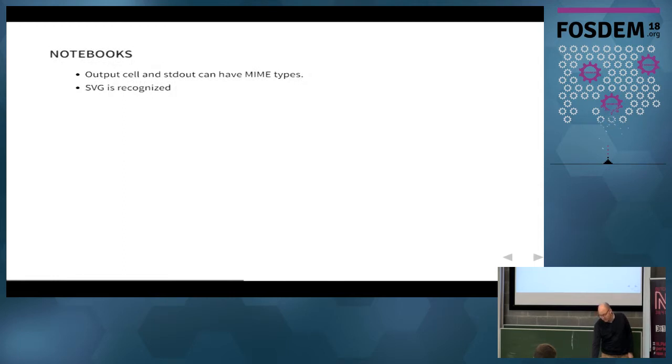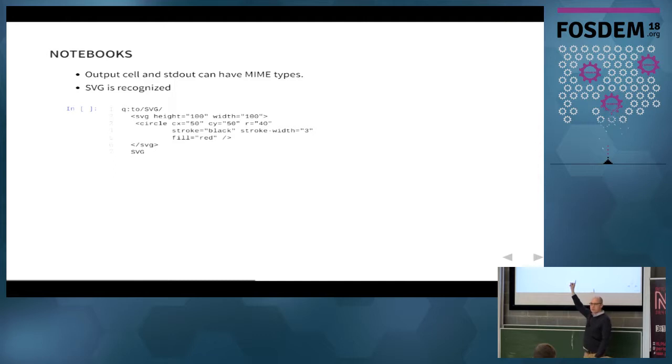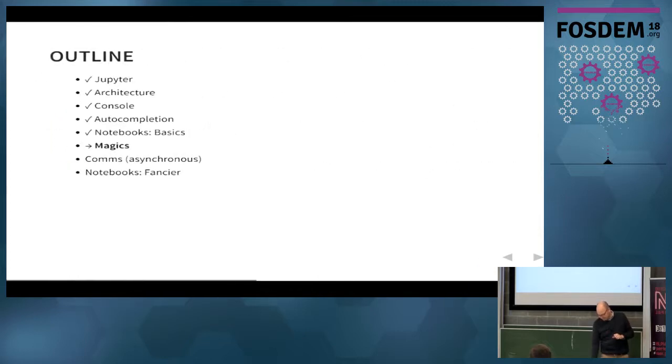OK, so output cells and standard out can have MIME types. So let's say we have a little expression here that's just an SVG. This Q is just a Perl 6 quoting construct. This says, here's a here doc. And this is a very tiny SVG. If we run this, we're going to get a red circle. So it says, oh, it's an SVG. I'll render it as an SVG. What else?